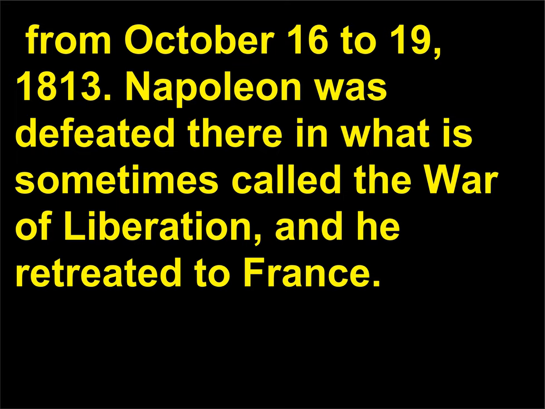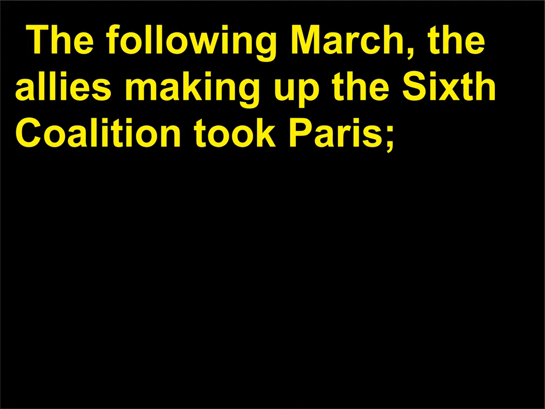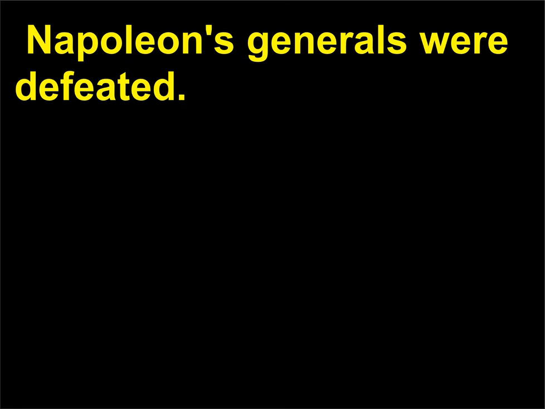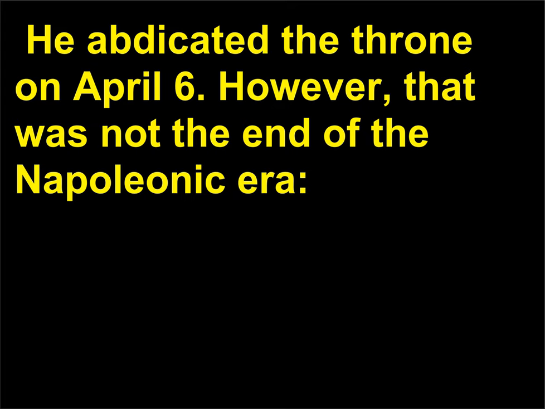The following March, the Allies making up the Sixth Coalition took Paris. Napoleon's generals were defeated. He abdicated the throne on April 6. However, that was not the end of the Napoleonic era.